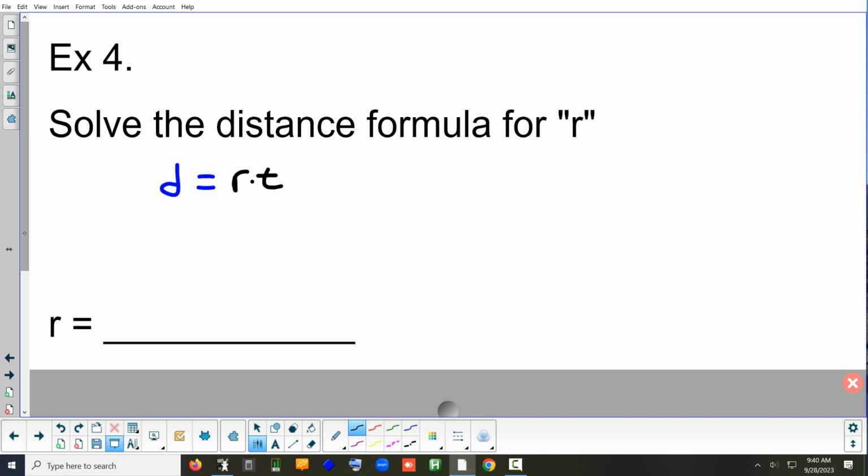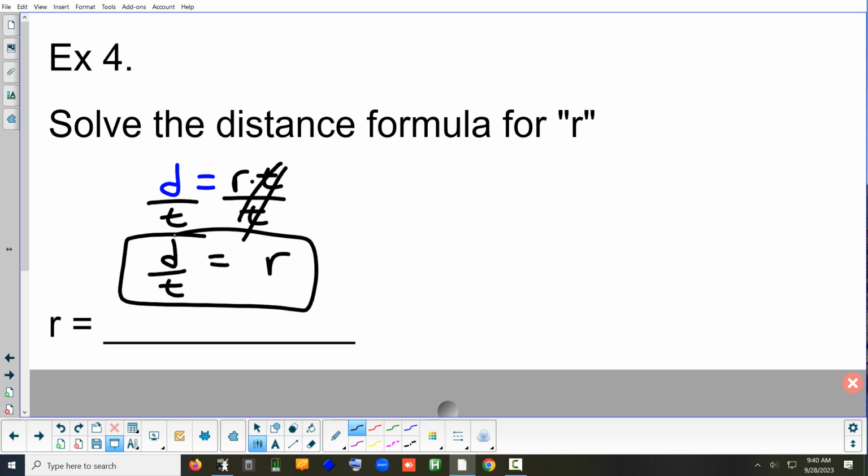Now it's asking us to solve for R. Okay, is the R by itself? No. What's next to the R that we don't want there? The T. And it's multiplication. So we're going to get rid of multiplication by dividing. And what would you divide by? T. Okay, on the right side, what happens when you have a T divided by T? It cancels out. So now all you have is R equals, and what's on the left? D over T.